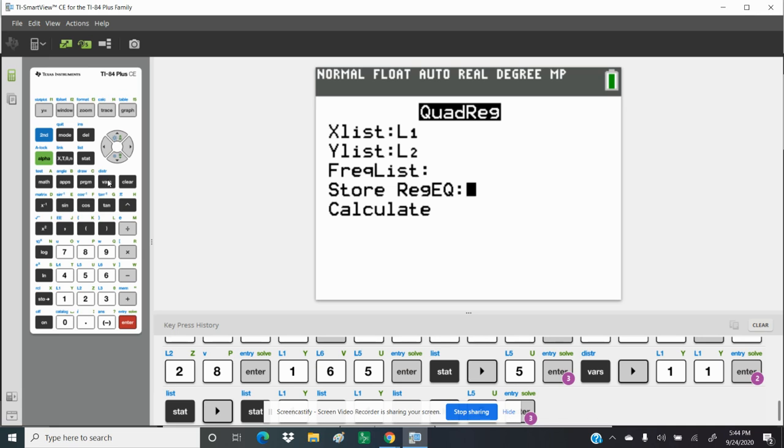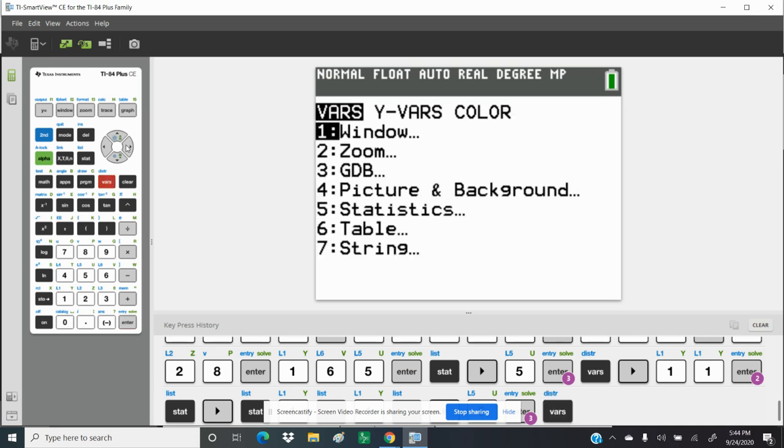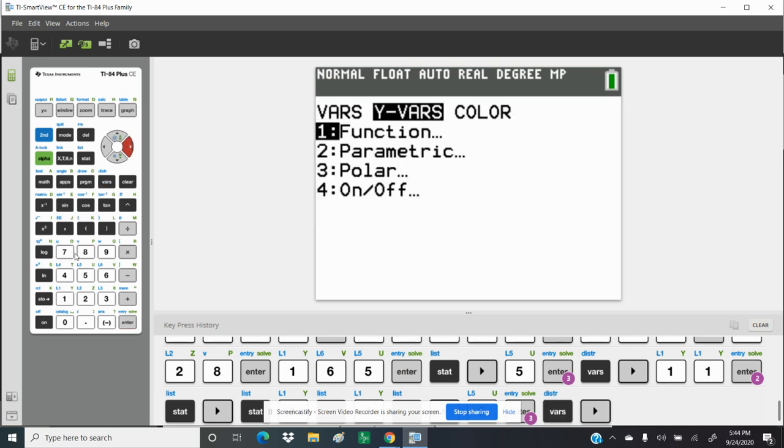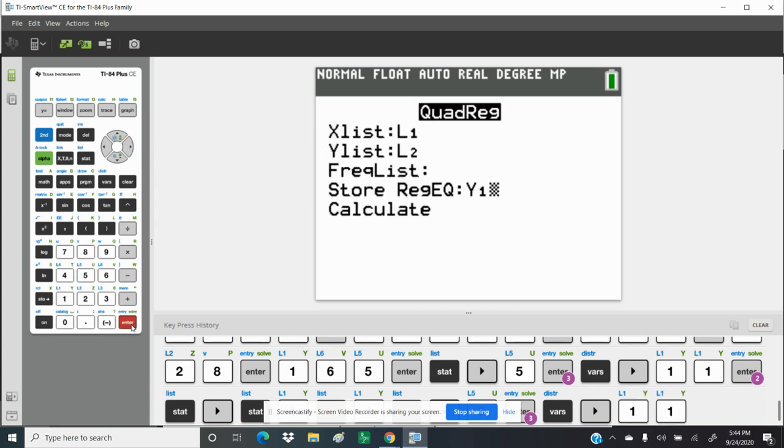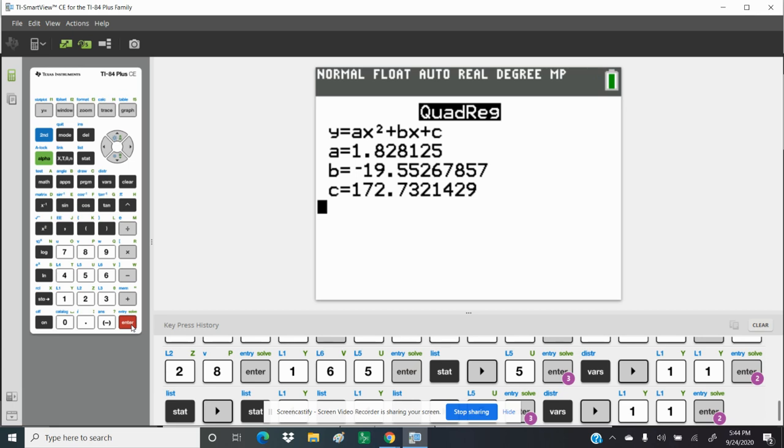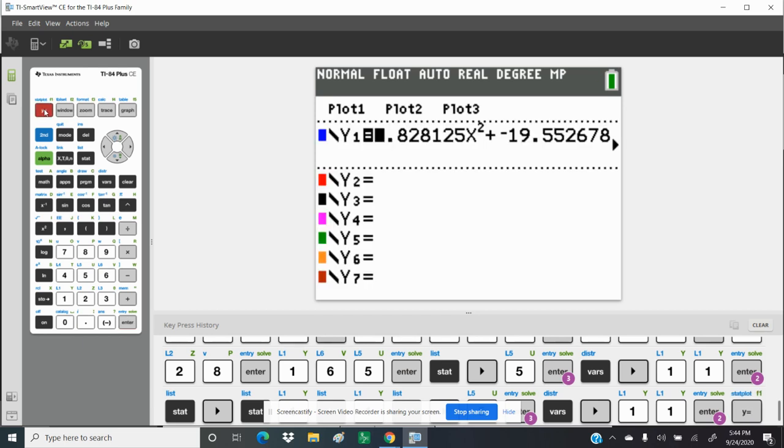It's to the left of the clear. So you're going to go to VARS, and you're going to go over to YVARS. You're going to hit number one, and then enter, enter. Now it doesn't look like you did anything, except that here you have your equation, but also if you go over to your Y editor, you can see that it also put the equation into your Y editor with all of its decimals. So this is not a rounded equation. So now you've got all the decimals in there.